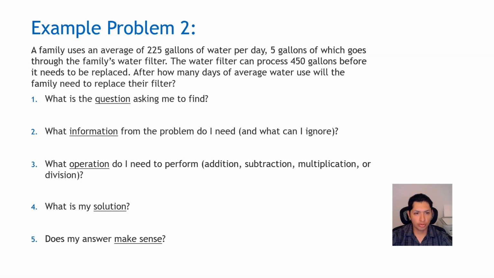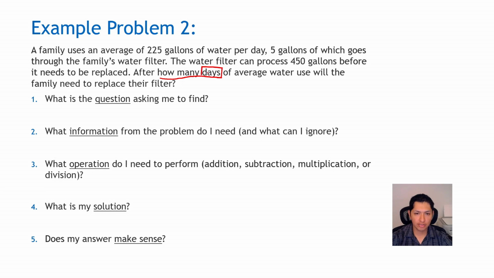So let's go through the 5-step problem solving process. Number 1, what is the question asking me to find? Once again, I look to the last sentence in the problem. After how many days, and usually I focus on how many, that word choice for the answer I'm trying to find. How many and then something. That's a very good indicator of what it wants the answer to be. How many days is what it's asking me to find.